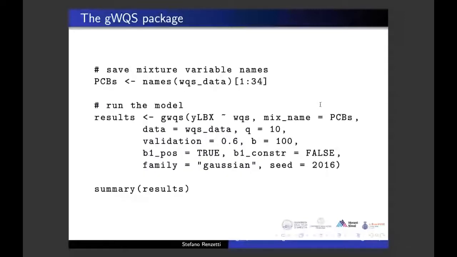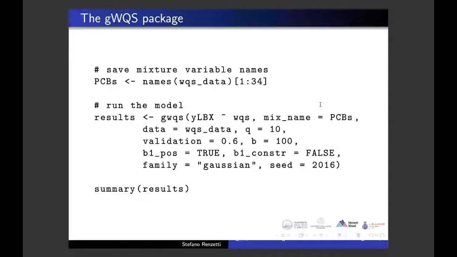Here we have a sample code that allows to fit the WQS regression for continuous outcome. In this first line of code, we saved the mixture element names in the variable PCBs. And then we fit the model using the function gWQS. In the gWQS formula, the wqs term must be included as if a wqs variable was present in the dataset. The mixture variables were ranked in deciles, as we can see from the option q equal 10. And the data were divided in 40% for training and 60% for validation, specified by validation equal to 0.6. 100 bootstrap samples were assigned for parameter estimation through the parameter b equal 100.